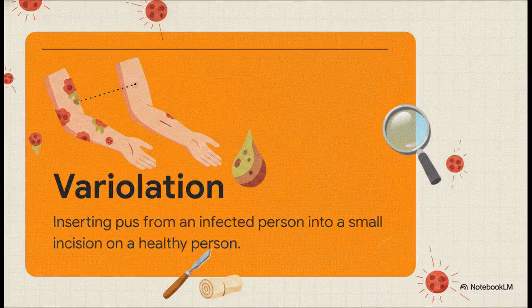Let's start with smallpox, because it was easily the most feared at the time, causing horrific pustules and carrying a massive death rate of 30 to 50%. But in the 1720s, this crazy process called variolation was introduced.